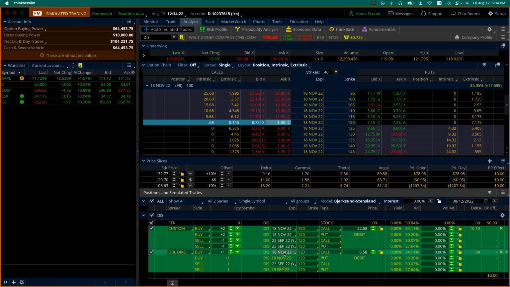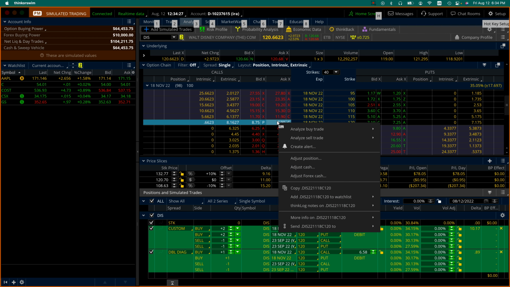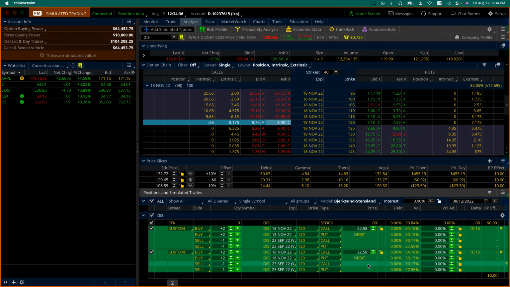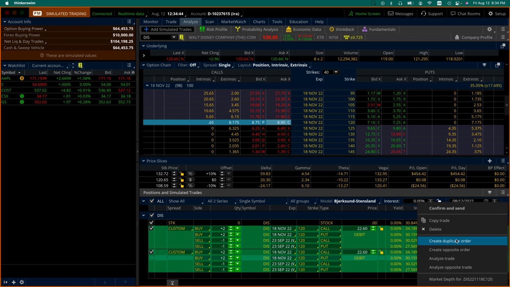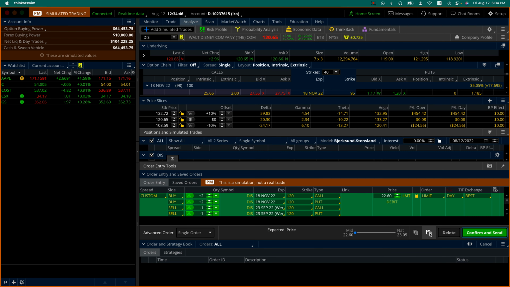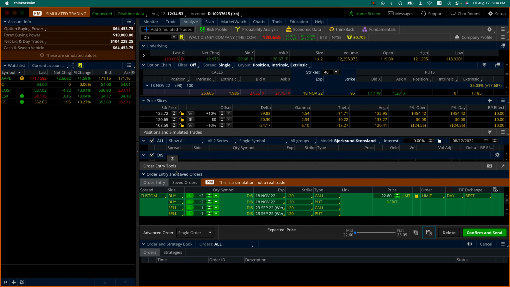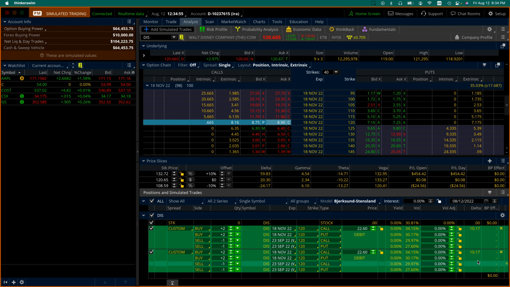This is a double diagonal, but we are going to have to put 2 long straddles. Okay, so analyze buy straddle, pressing the control key would add it, and there's your trade generated exactly as I had it. And then all you have to do is say create duplicate, and then save it by clicking on this icon at the bottom right corner of your screen, and then give it a name, and then you can use it in the future to generate your trades.